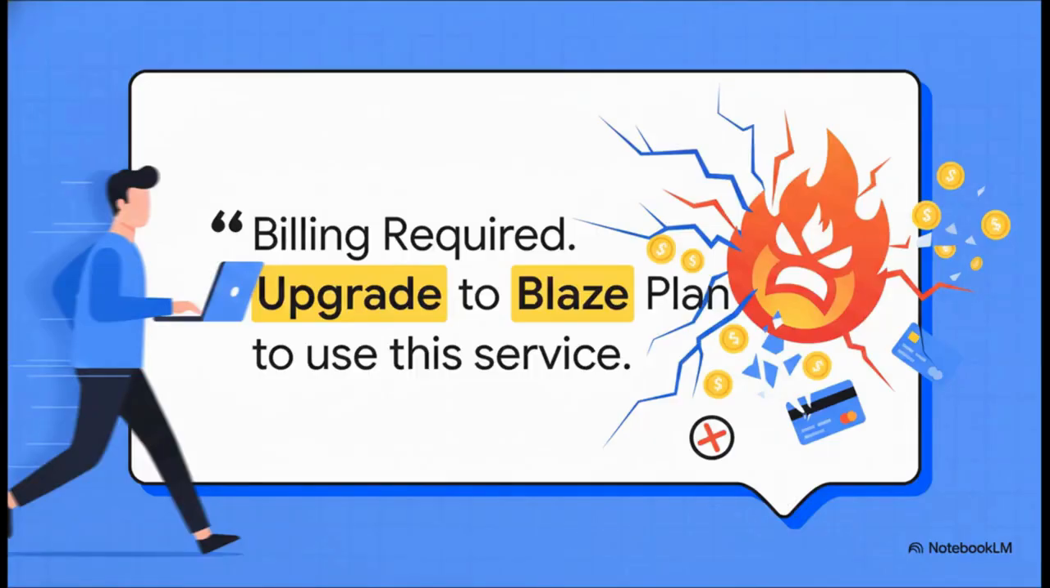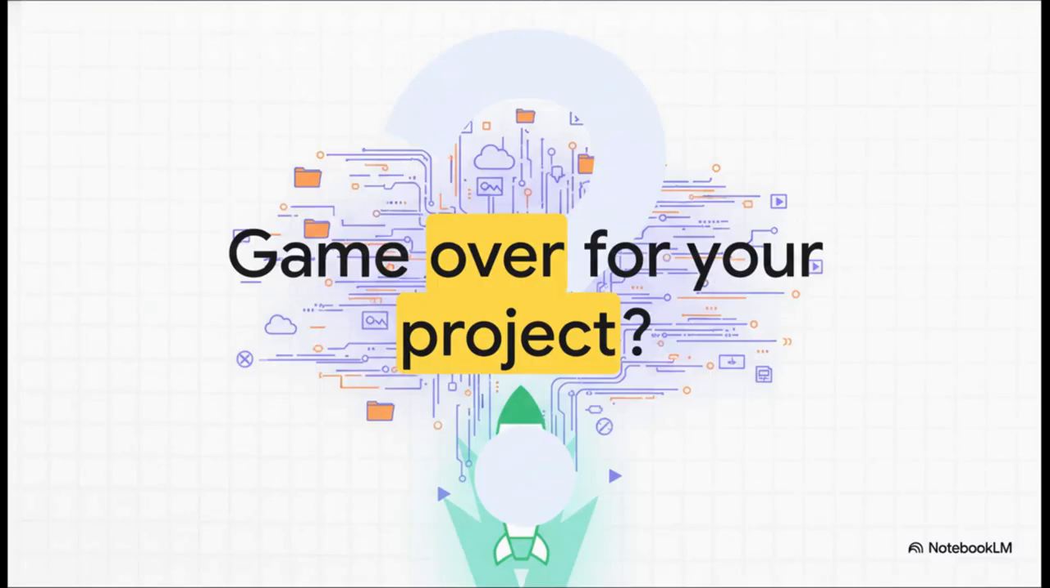And this is where it all starts, isn't it? This exact message. You're in the zone, everything's going great, and then, bam! Google just slaps this right in your face. Billing required. Upgrade to Blaze plan to use this service. For so many developers out there, especially if you don't have easy access to a dollar-denominated card, this feels like a total dead end. So is that it?